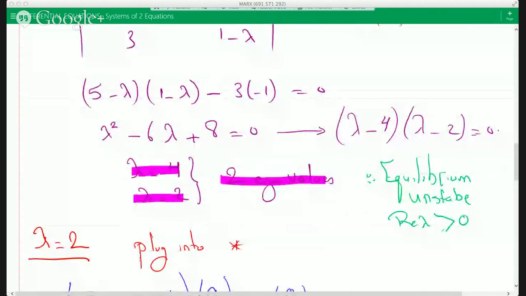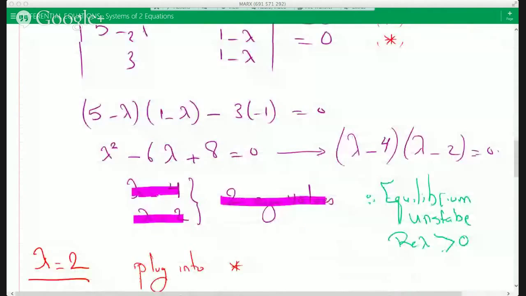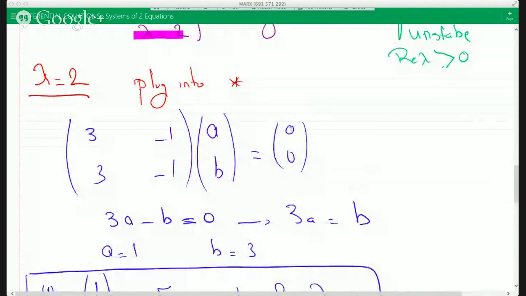Then you take your first eigenvalue and plug it back into this matrix. So you get 3, minus 1, 3, minus 1. You multiply it by an unknown eigenvector that you're trying to find and set this equal to the 0 matrix. You get 2 equations which are linearly dependent, so there's no point writing both. The equation is 3a minus b equals 0. Assign a value for a: if a is 1, then b equals 3, which means (1, 3) is your eigenvector for the first eigenvalue, lambda equals 2.